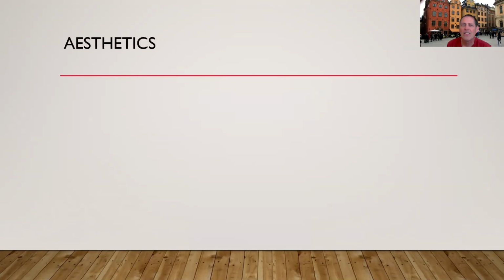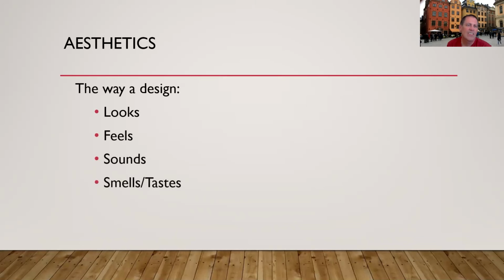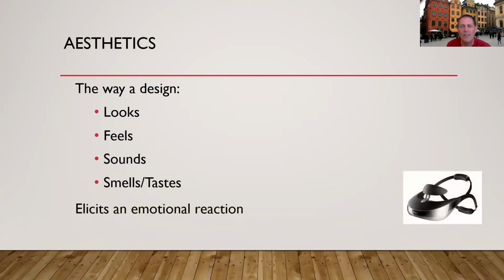All of these things are the aesthetics of a product. Fundamentally, those are all chairs. They serve the same basic function. The difference between them is the appearance, the feel of them, and how you are affected by that. Aesthetics basically are the way that a design looks, feels, sounds, smells, tastes, basically how it relates to your senses. Typically, aesthetics will elicit an emotional reaction in a person.